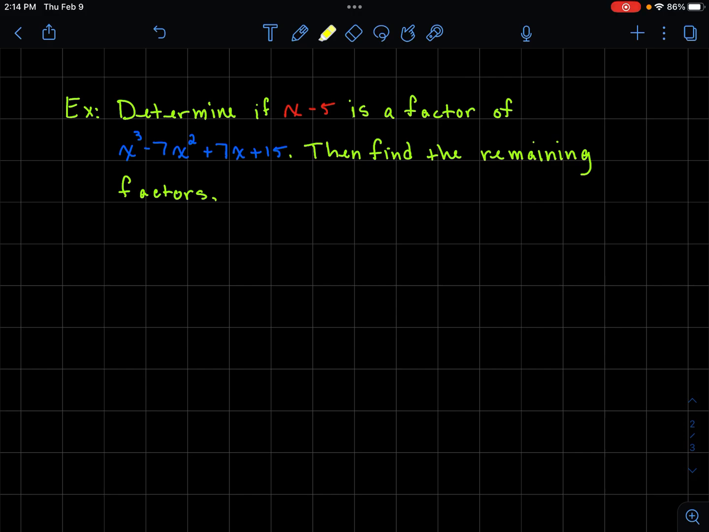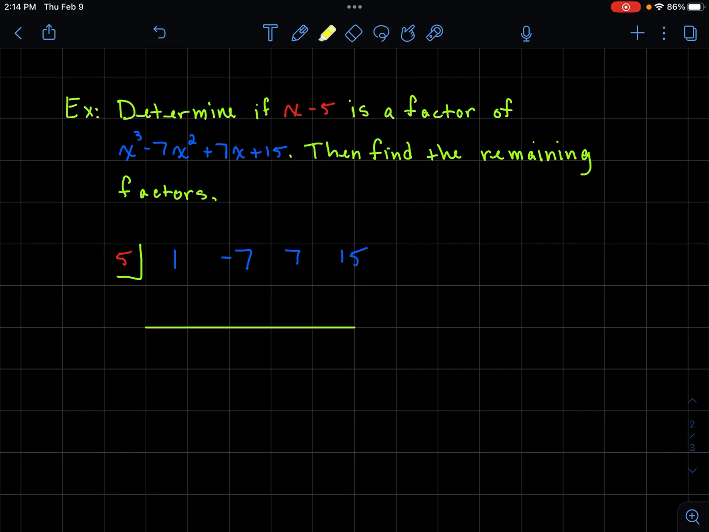So a couple examples that we'll look at here. Can we determine if x minus 5 is a factor of the polynomial x cubed minus 7x squared plus 7x plus 15? And then we're going to find the remaining factors afterwards. So first we start with synthetic division. Now notice that this is not in function notation, so we do need to change the sign in our box.